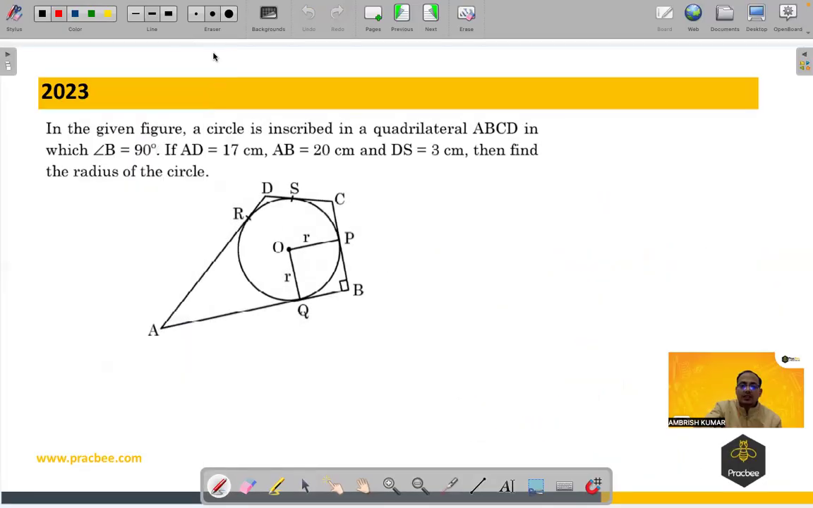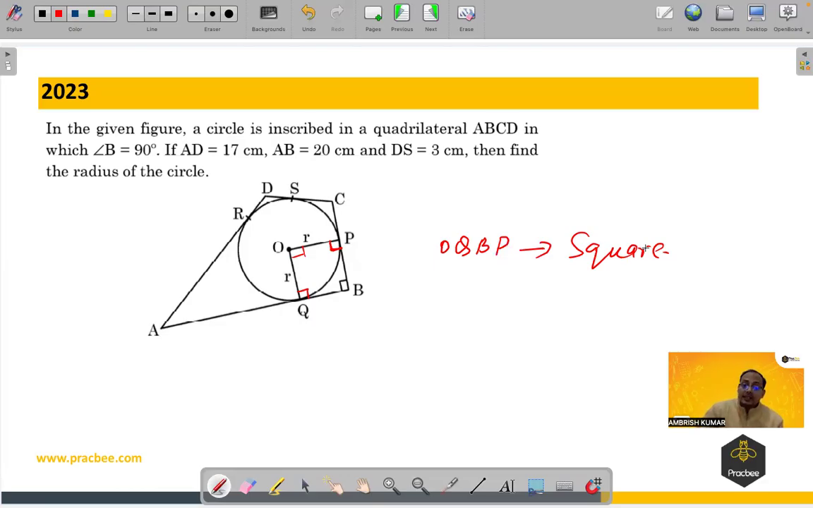Look, we have solved this kind of question in this session itself. Here angle B is 90 degrees. OP is again the radius through the point of contact, 90 degrees. Here again 90 degrees. So obviously the fourth angle is 90 degrees. So now it's a rectangle, but BQ equals BP. Adjacent sides are equal, so this is a square. OQBP is a square, right? So, in the given figure, a circle is inscribed in a quadrilateral ABCD in which angle B is 90 degrees. It means because of this angle B only, this is a square.